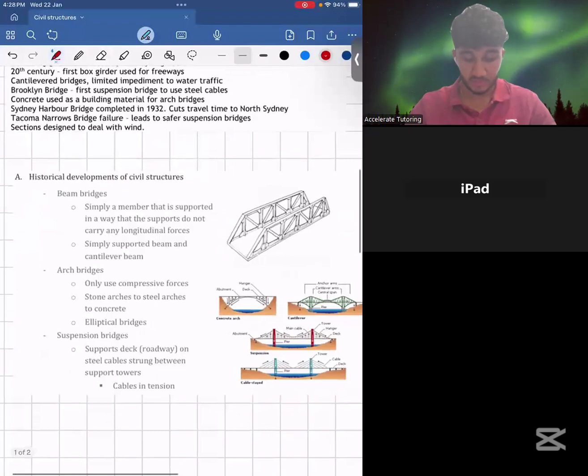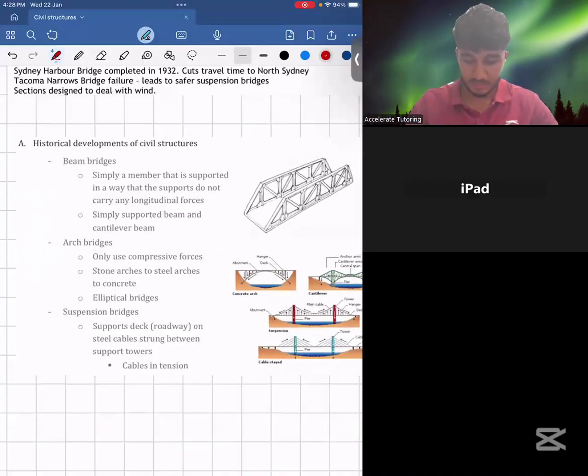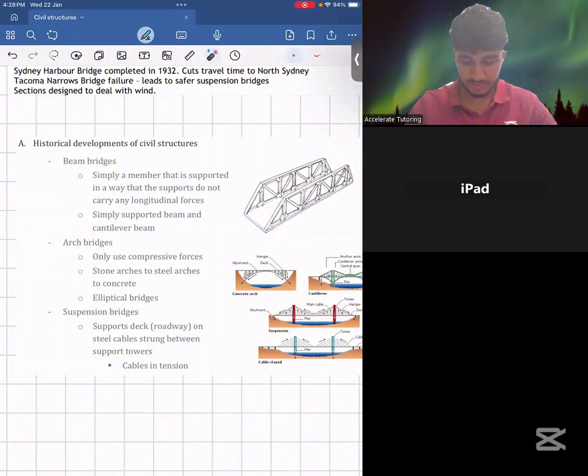Now let's move over to the historical developments of civil structures and what are the different types of bridges. So beam bridges, as you can see, this is a simple truss beam bridge over here on the right-hand side. So a beam bridge, simply a member that is supported in a way that the supports do not carry any longitudinal forces. Simply supported beam is a type of beam bridge, or a cantilever beam is also a type of beam bridge. Now, arch bridges only use compressive forces.